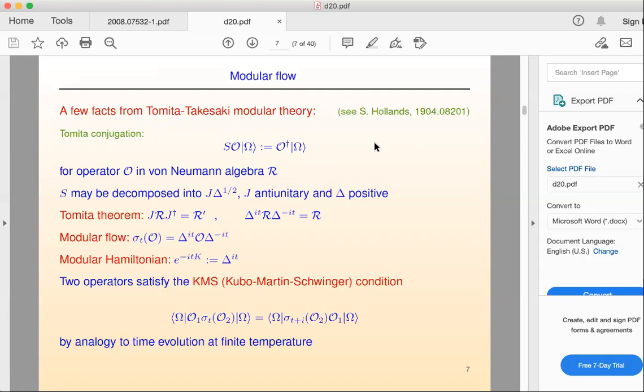As was mentioned before, this is a result from algebraic quantum field theory. As you can see here, it relies on an operator which is called the Tomita conjugation. You start with operators in the von Neumann algebra, and then they act on the Hilbert space, so omega is some state in this Hilbert space. And this conjugation operator S is defined in such a way that it maps an operator to its Hermitian conjugate. This happens for an operator in a chosen von Neumann algebra, which is referred to as R.